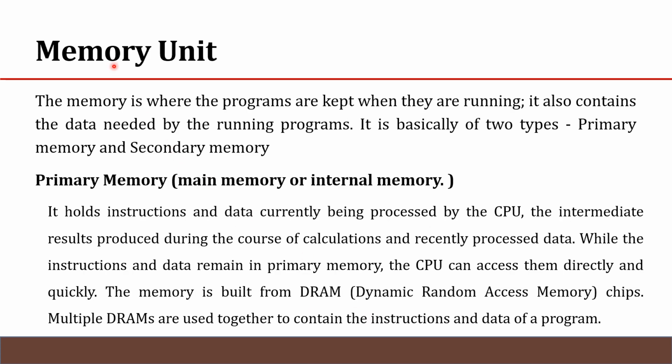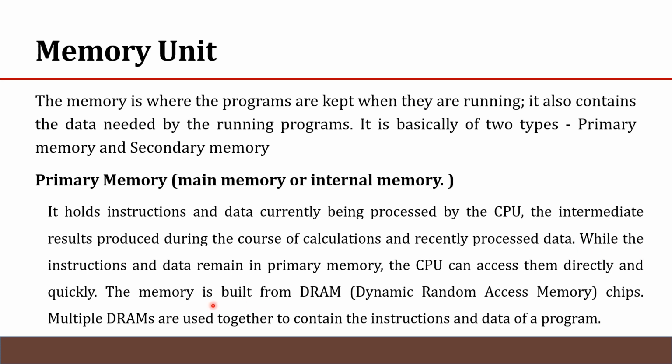Now let's discuss the memory unit, the unit where the programs are stored when they are running. It also contains the data needed by the running programs. So it is the storage area where the programs can be kept. It is basically of two types, primary memory and secondary memory. The primary memory can also be called main memory or internal memory. It holds the instructions and data currently being processed by the CPU, the intermediate results produced during the course of calculations, and recently processed data.